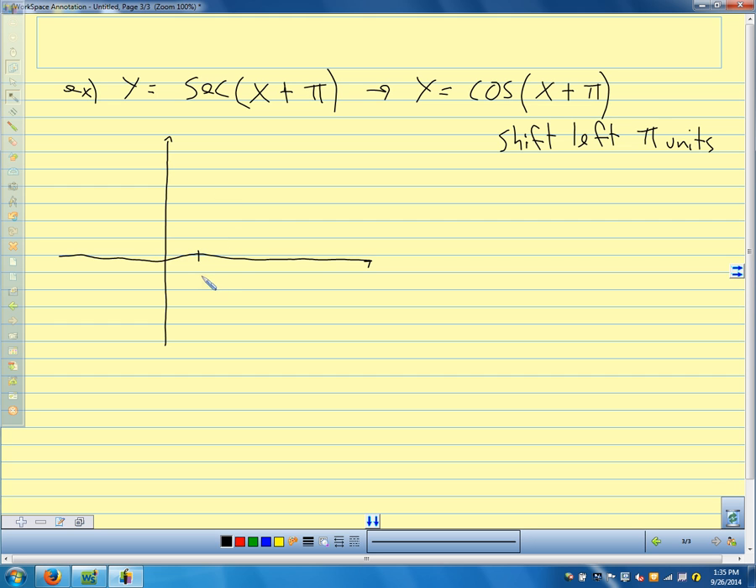So I'm going to label my x-axis by pi over 2 units. And I'm going to go in the negative direction. And we're shifting left by pi units. So I'm going to start my cosine graph over here, and we're going up. Our amplitude is 1, so we'll go up, down 1. So I'm starting over here at pi rather than at 0. And I'm just going to sketch a point at all of my key points there.